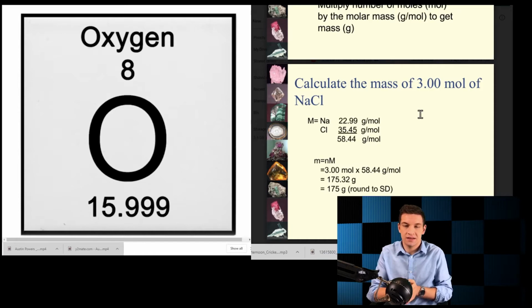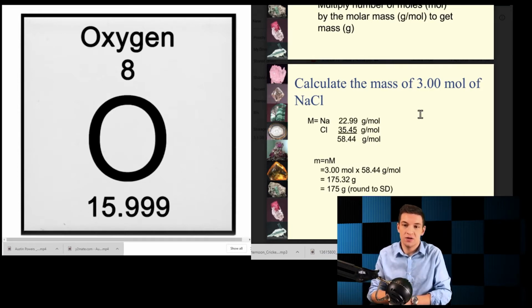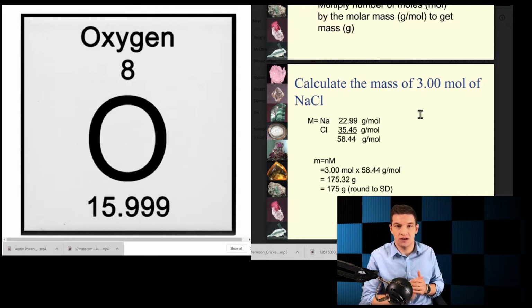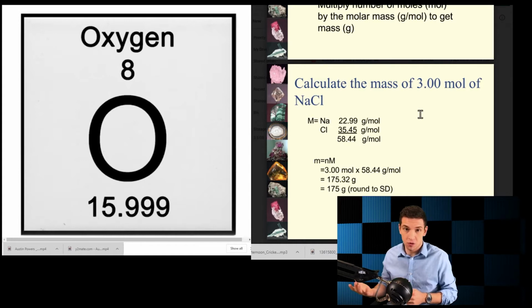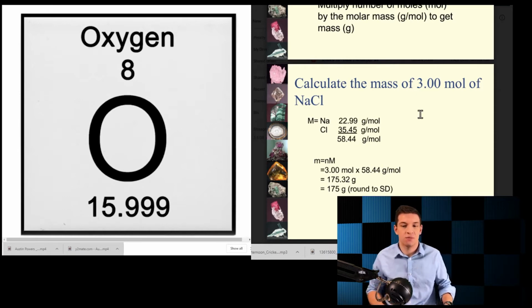So to calculate the mass of 3 moles of sodium chloride, you would simply multiply the molar mass of sodium chloride by 3. Okay? So if 1 mole of sodium chloride equals 58.44, then what you have to do is multiply it by 3 to get the mass of 3 moles. So 3 times 58.44 is 175.32.